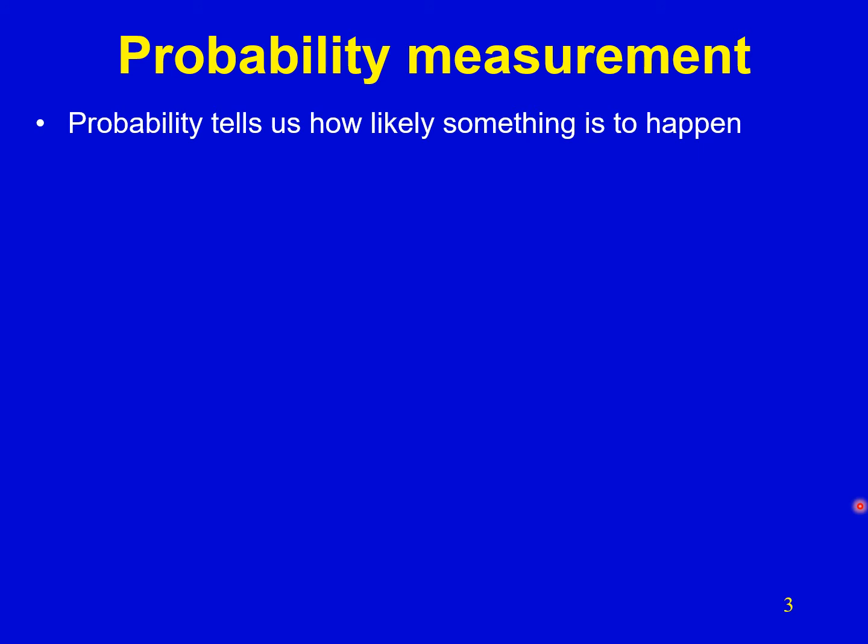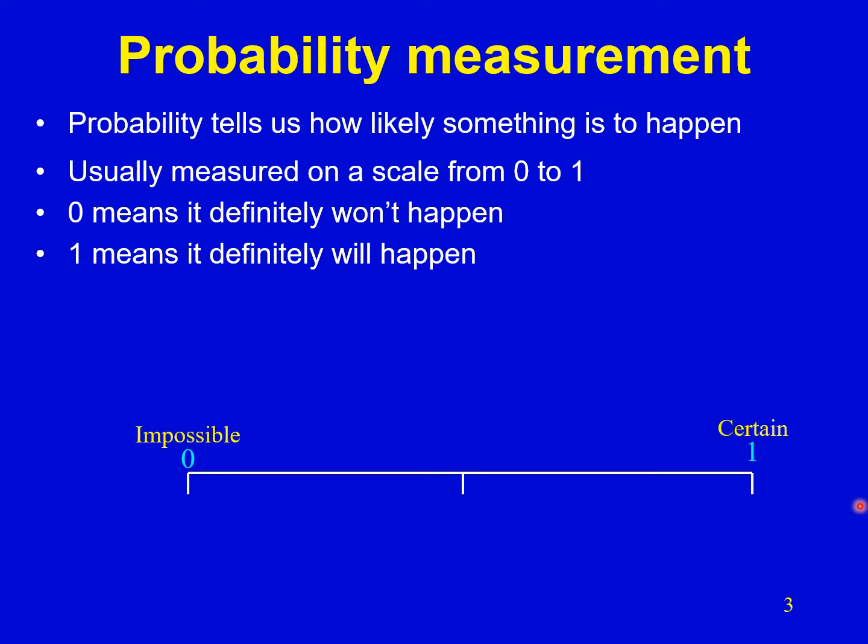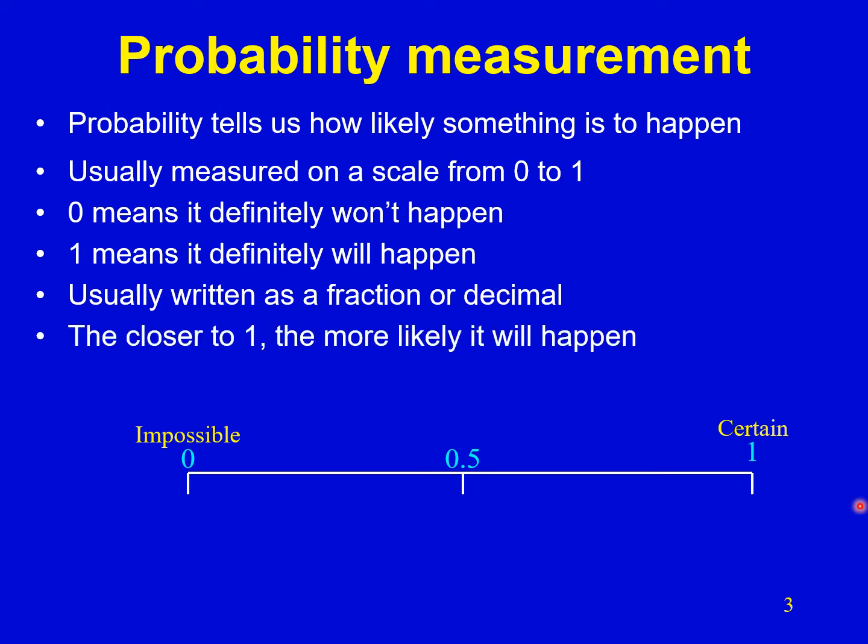So what is probability? Well, probability tells us how likely something is to happen, and it's usually measured on a scale from 0 to 1. 0 means it definitely won't happen, and 1 means it definitely will happen. And it's usually written as a fraction or a decimal. So if, for example, we thought the chance of something happening was 50-50, we say it has a probability of 0.5 or half. And the closer to 1, the more likely it will happen.